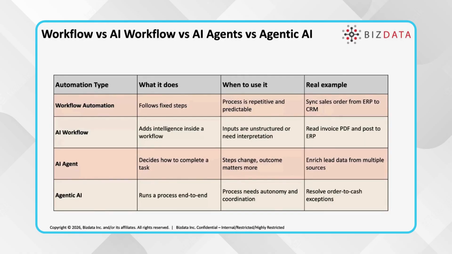Let's take SAP and Salesforce here. Now, orders come into SAP. That same order must be synced in Salesforce, and a confirmation email needs to be sent. So here, the automation is straightforward. Order is created in SAP. Required fields are validated. Order is created in Salesforce.